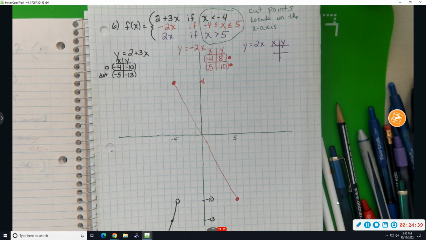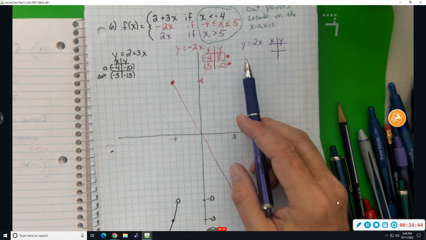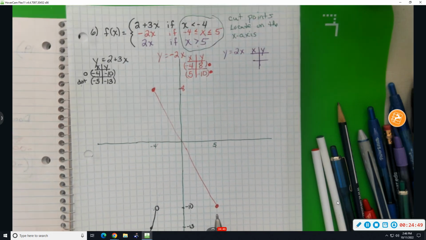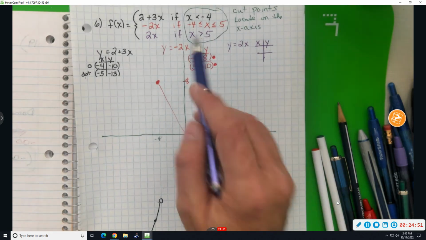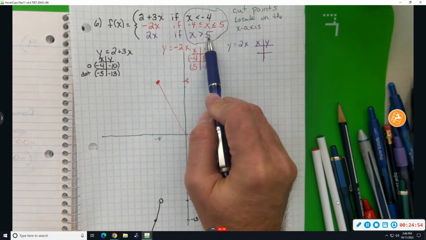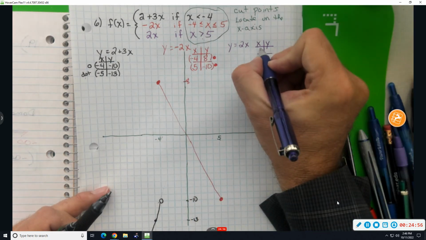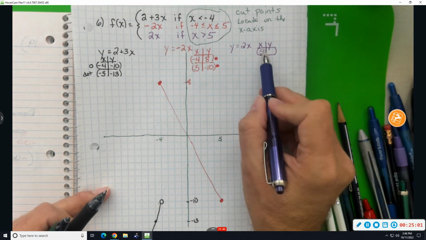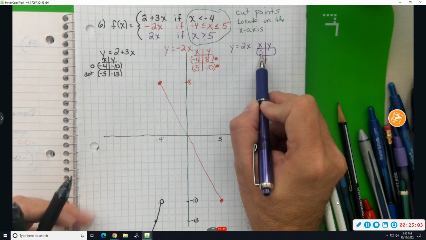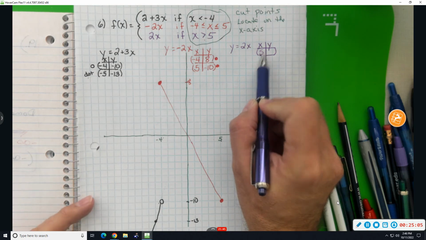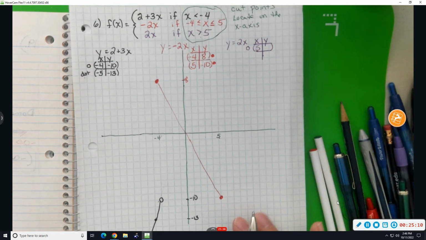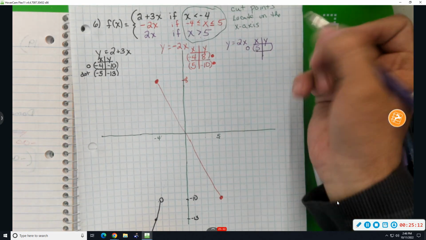Are there any questions? What about y equals 2x? That's the purple graph. Well, is there a purple cut point? Yeah, a 5. Purple 5. That's the cut point. Will this point have an open or closed circle there? Open circle. So when I plug a 5 in, do I get a 10?